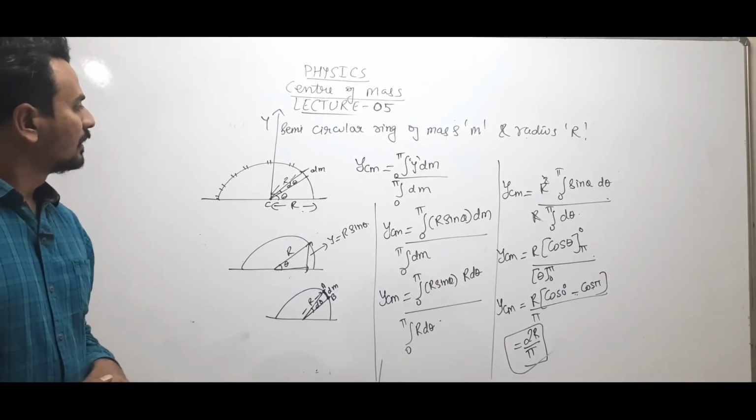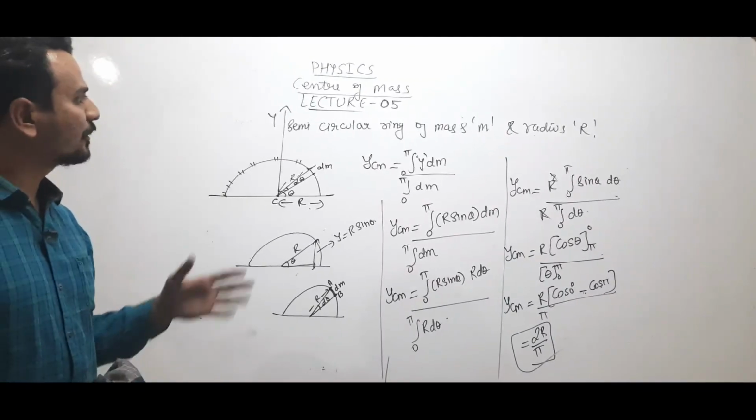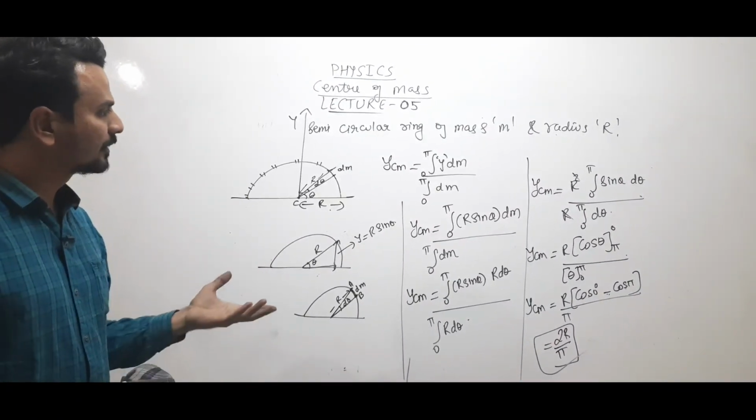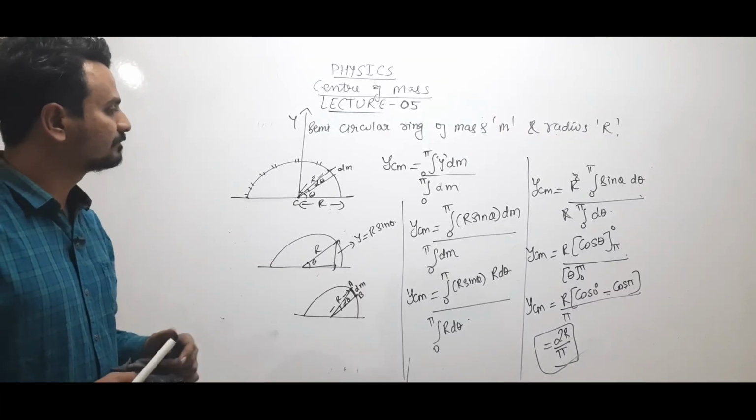So this is how we will find the center of mass of a continuous mass distribution. Okay. Fine. Still, we can find the center of mass of a disk also, right? You just write it by yourself.